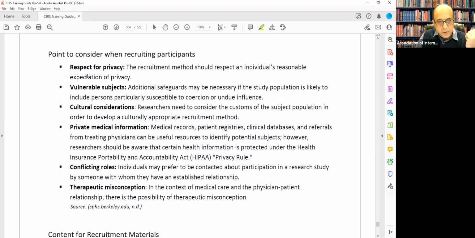Points to consider when recruiting participants: respect for privacy, vulnerable subjects. I told you what vulnerable subjects are. The population that I mentioned, elderlies, those that are mentally not as competent as others, or the kind of sample that requires more vetting and more interviews before you qualify them to answer those questions.